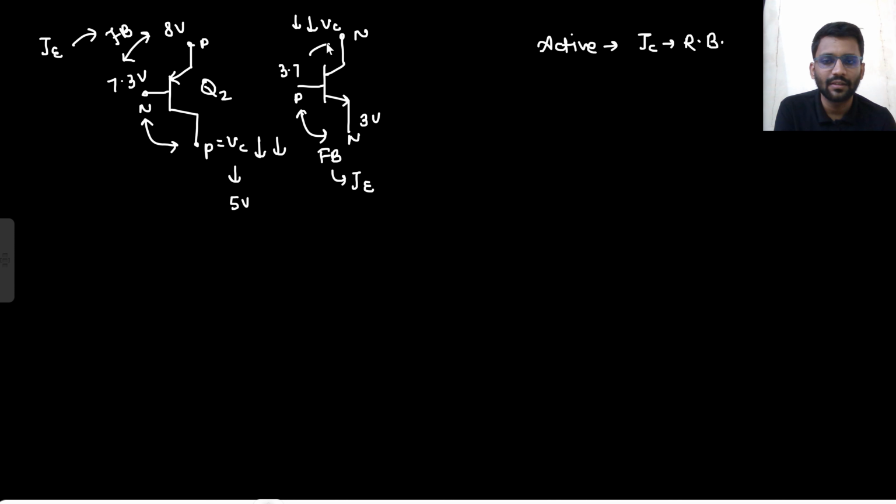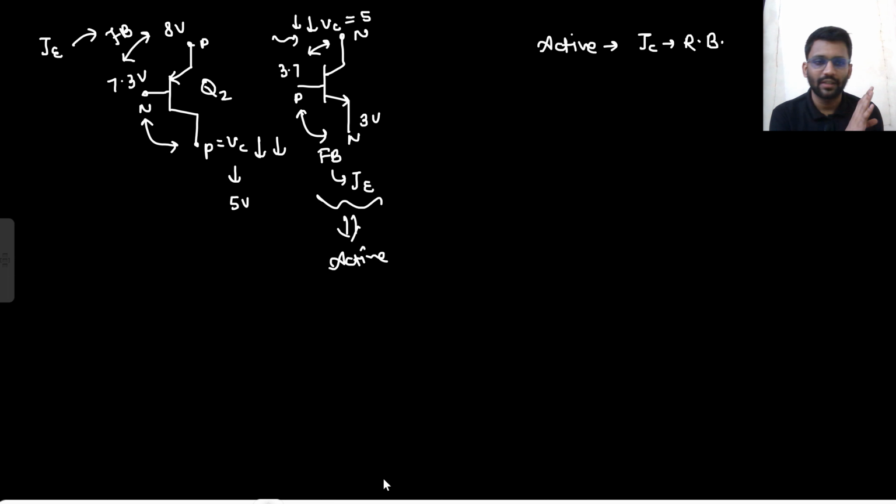What about this one? Initially VC was at 5 volt. If VC was at 5 volt, that means N was having more potential than P. So this was also reverse biased. So initially this was also in the active region. So no doubt about it. Till this point, everything is crystal clear.